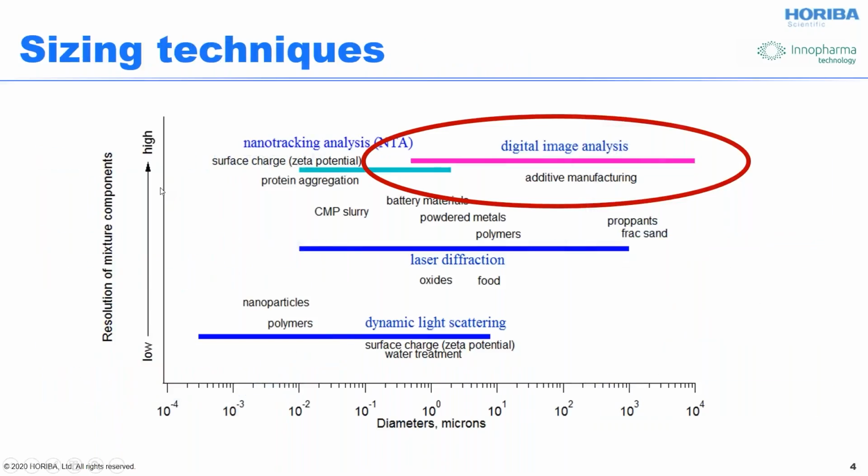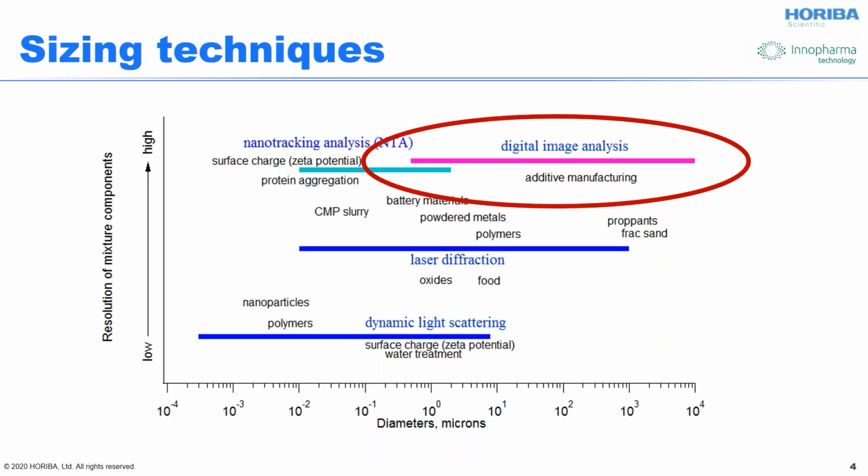Moving on to some introduction, kind of orient everybody in terms of where we are in particle characterization. I have a plot. On the left is resolution of mixture components. So if you have different sizes, how well can you separate out different peaks. And across the bottom is nominal particle diameters in microns. And you see analyses going down from nanometers up to many millimeters.